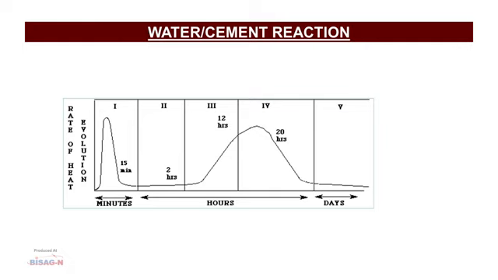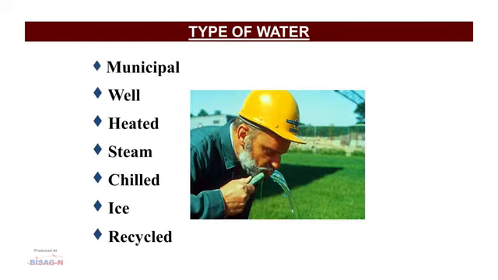In stages 3 and 4, the concrete starts to harden and the heat evolution increases, primarily due to the hydration of tricalcium silicate. Stage 5 is reached after 36 hours. The slow formation of hydrate products occurs and continues as long as water and unhydrated silicates are present. There are different types of water like municipal water, well water, recycled water, etc.